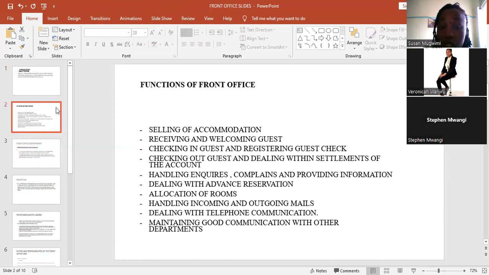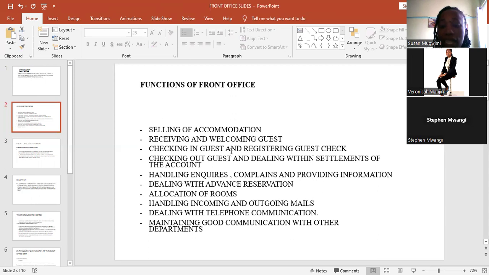Then another responsibility of a front office is receiving and welcoming the guests. You have the checking in. When you talk about checking in, it's the arrival of the guests. When the guests arrive in the hotel, you're supposed to take his or her details. In these units, we are going to look at the steps that are involved when you are checking in guests. Also, we have checking out of the guest, that is during departure. All that process we are also going to look at in that topic.